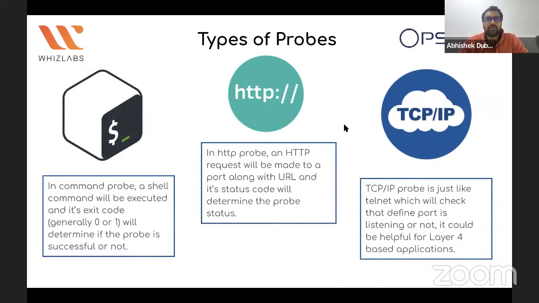So for example, if the exit code is 0, that means it will assume that the command probe has been successfully passed. And if the exit code is not 0, that means it has failed. So what kind of logic can I define in my command?